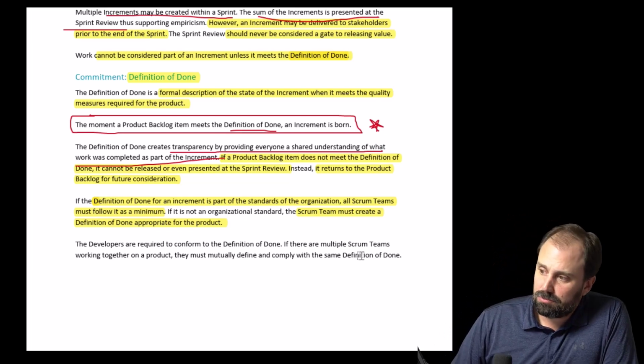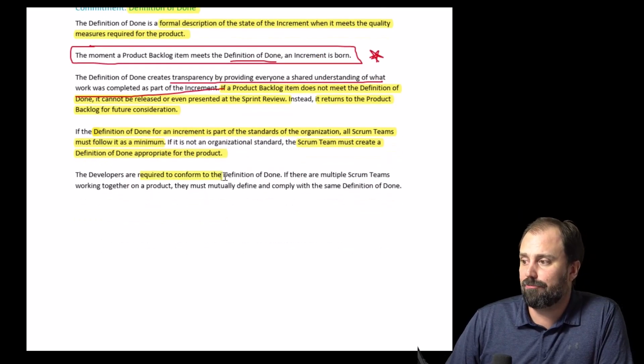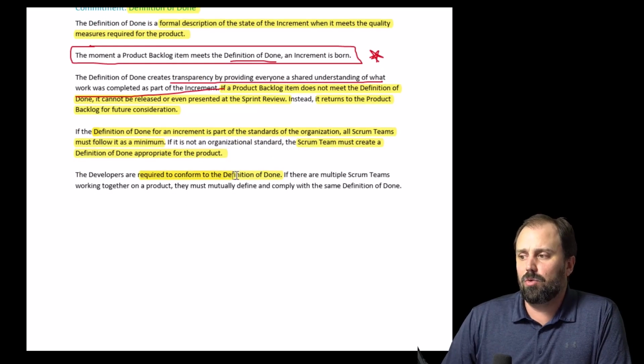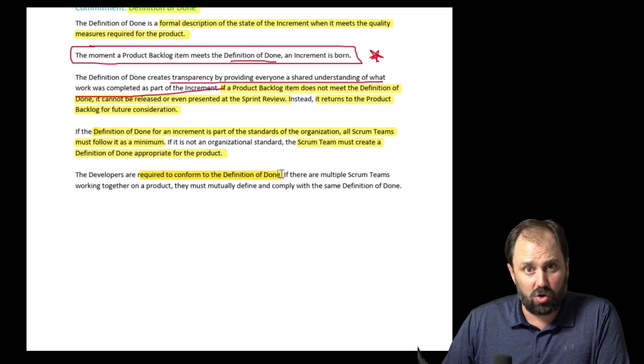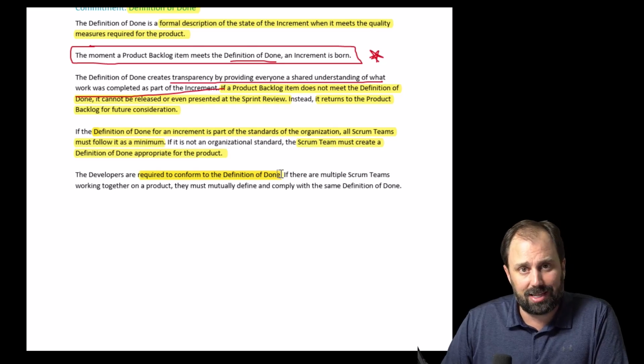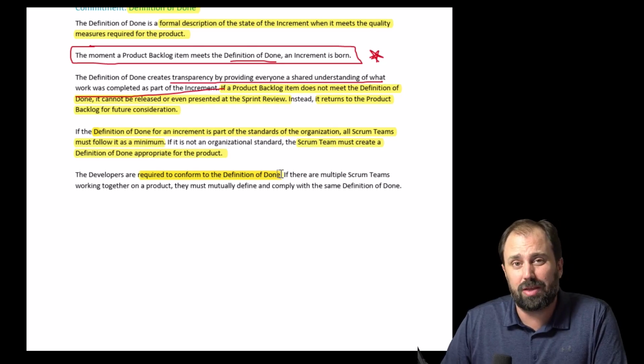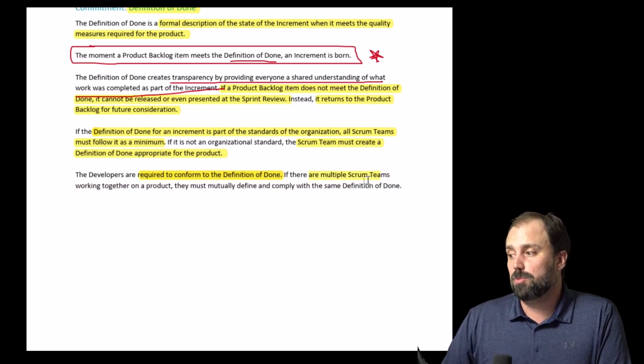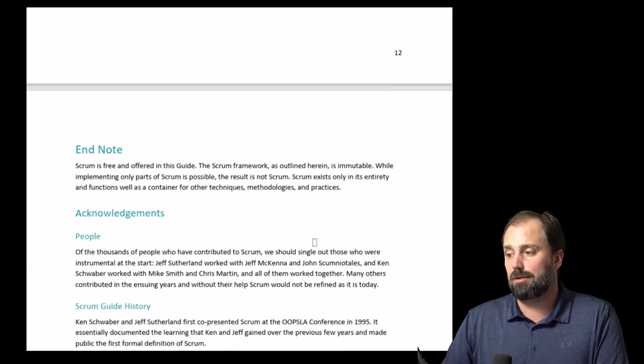Now, developers are required to conform to the definition of done. That sounds draconian, whatever that means. Like, we got to operate. It means that we're not going to be willy-nilly and slough off the definition of quality. We operate to a high quality standard. That's the only way we're going to get better and the only way the customer is going to rave about us. And we're in the business of raving customers, okay? Now, if there are multiple Scrum teams working together on a product, they must mutually define and comply with the same definition of done, all right?